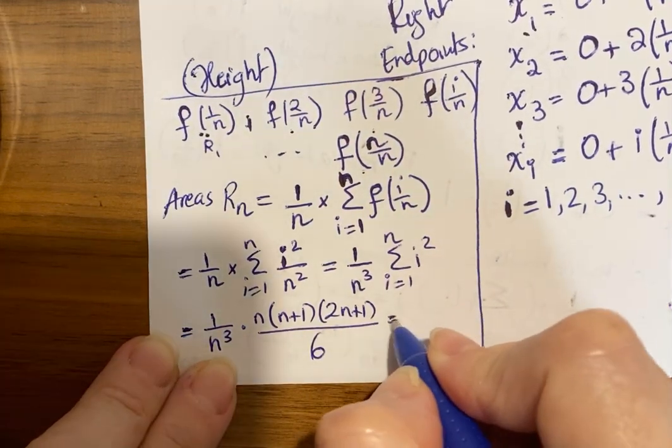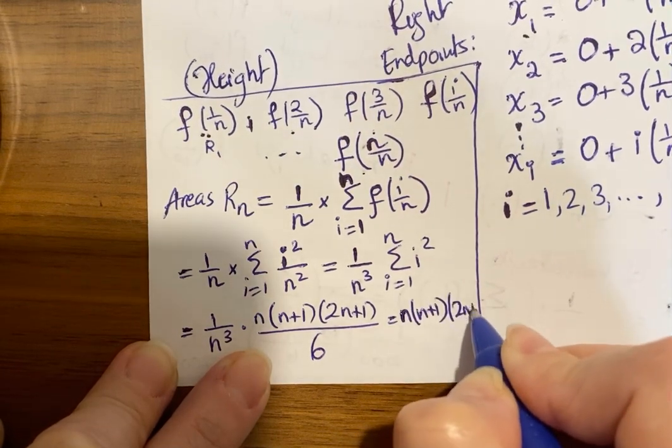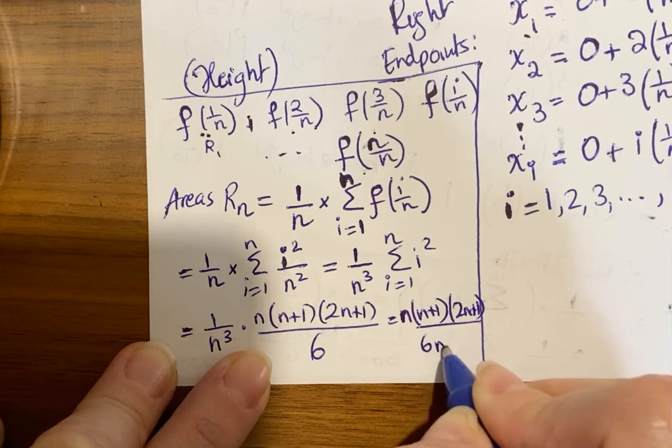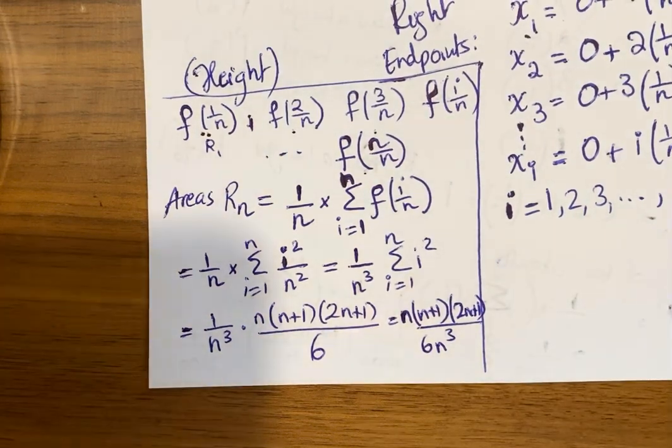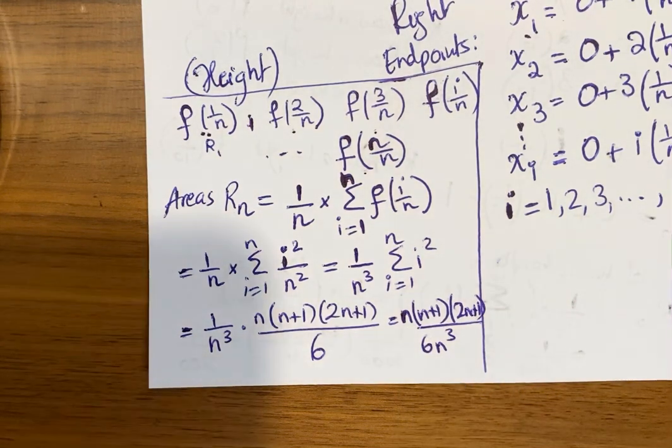So how much is the full answer? The full answer is n(n+1)(2n+1) divided by 6n cubed. So when I cut into n rectangles, the areas of those rectangles will be equal to n(n+1)(2n+1) over 6n cubed. Try if it really works. Try n equals 4 to see if we get the same answer as we got before. Try n equals 10 to see if you get the same answer that we got before, and you will.